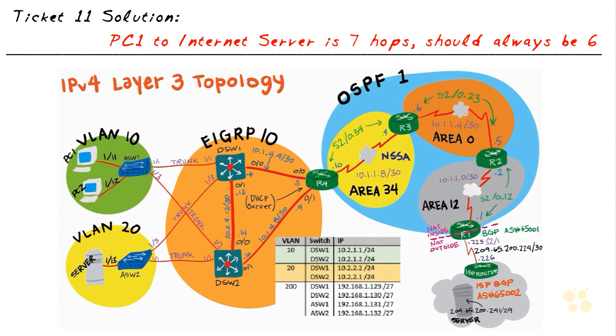So for troubleshooting ticket number 11, the fault domain was DSW1, the technology was HSRP, and the solution was to adjust the priority so that if the tracked object did fail or did go down, the resulting priority on DSW1 would be below the priority on DSW2, who could then go active and be the default gateway for HSRP group number 10.